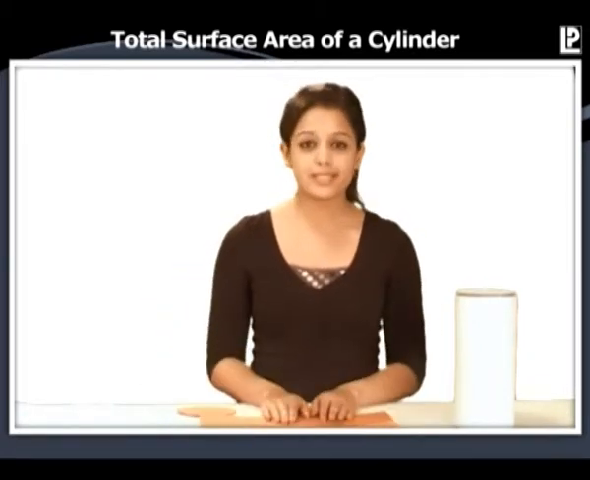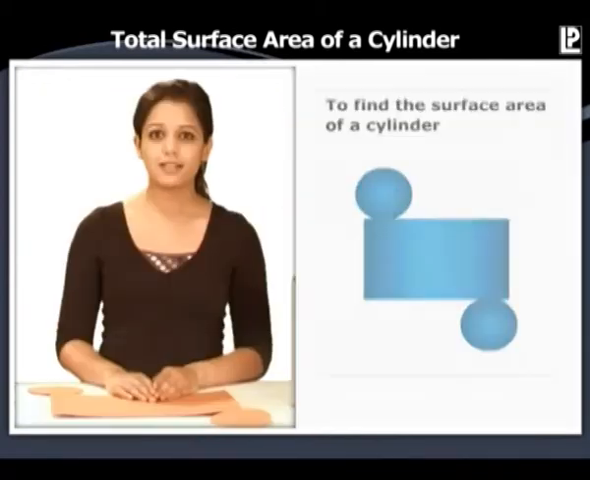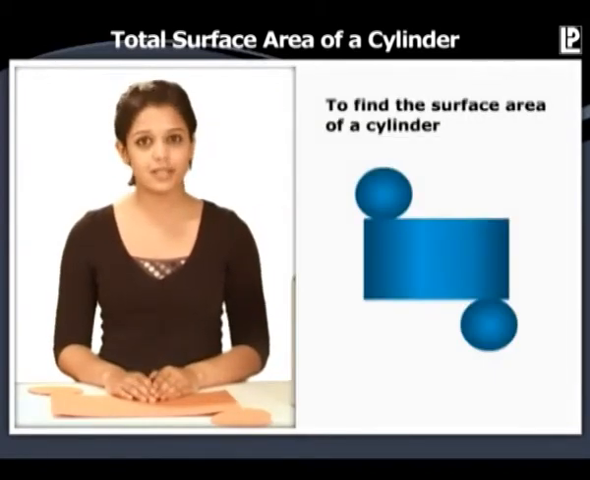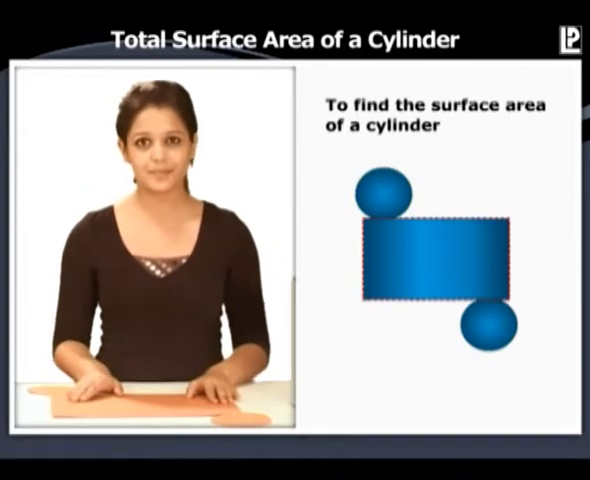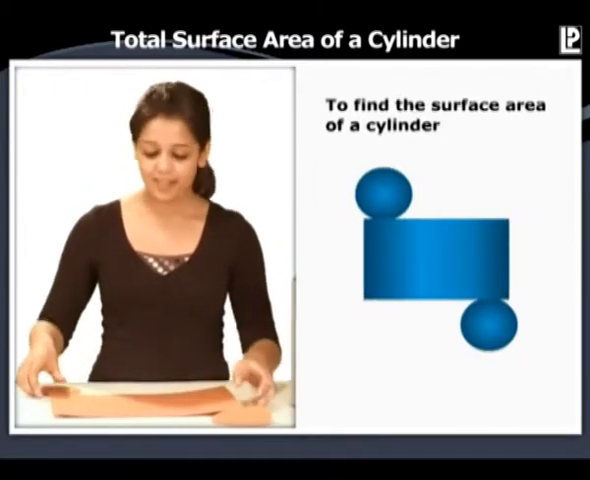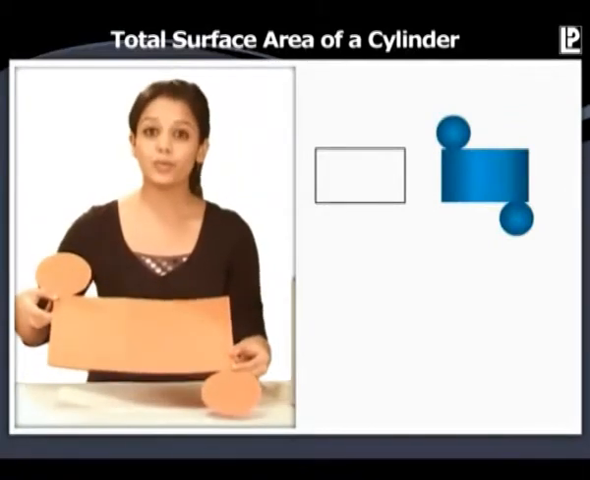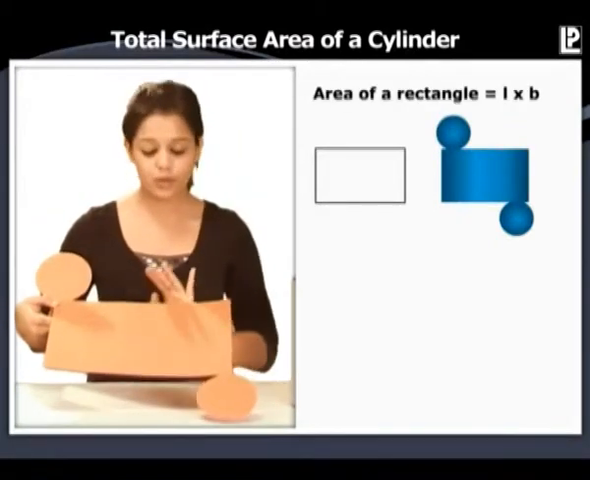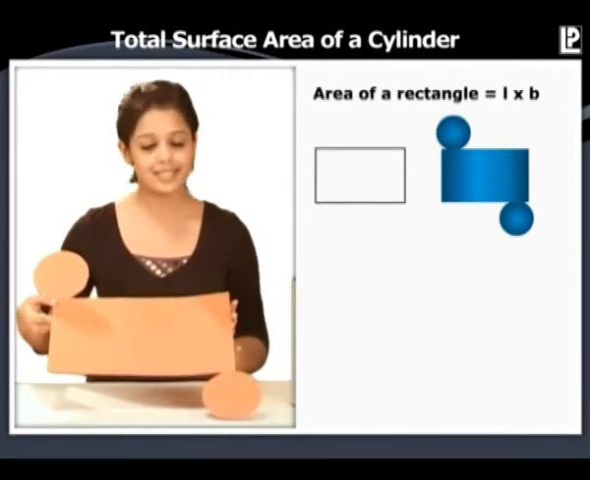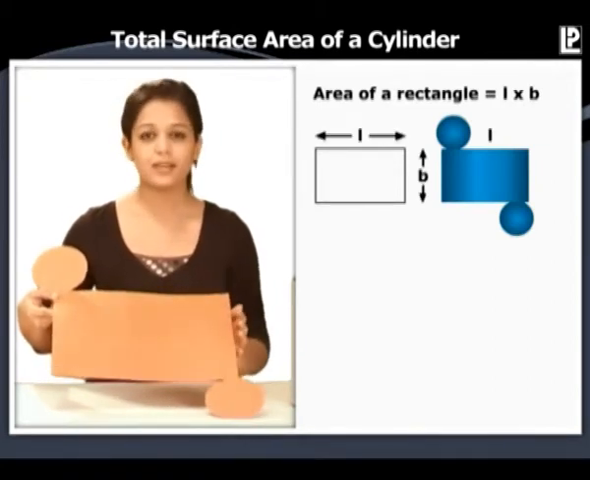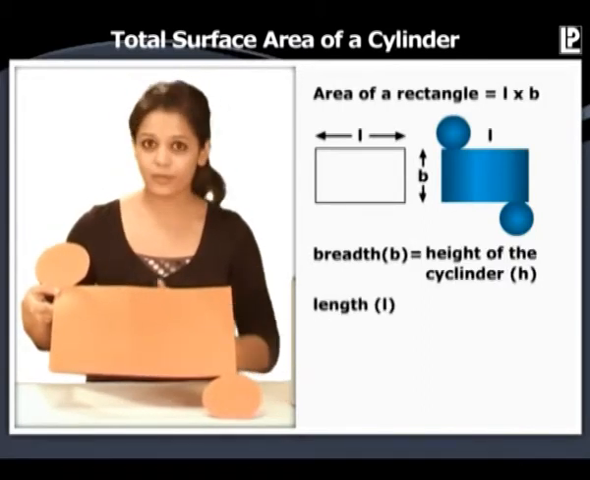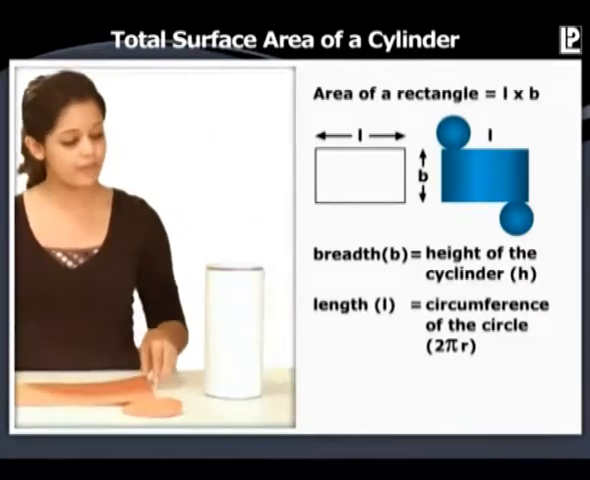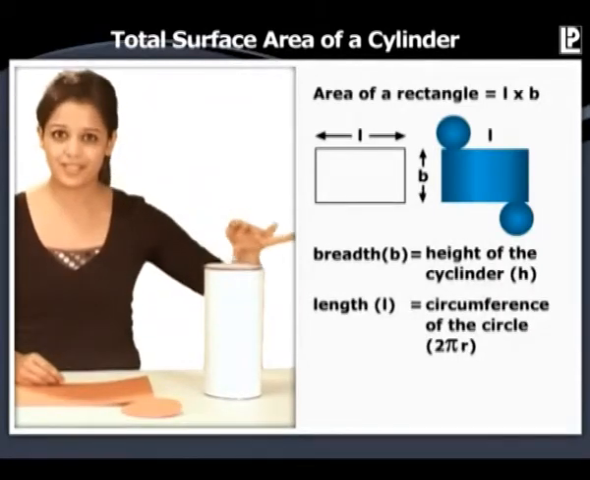We will now use the pieces of this template for measurements. To find the surface area of a cylinder, we need to add the surface areas of the pieces comprising it, the two circular pieces and a rectangular piece. Simple, isn't it? Here's the rectangle. We know that the area of a rectangle is the product of its two sides, that is, its length and breadth. The breadth of the rectangle is the height of the cylinder, while the length of the rectangle is equal to the circumference or the perimeter of the circle.